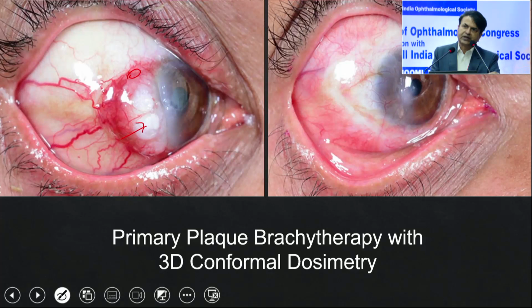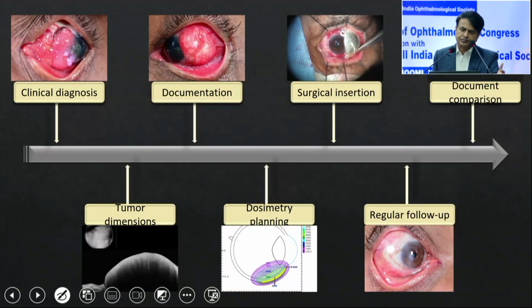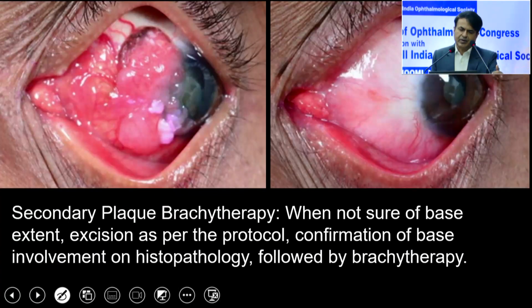As long as physically it is possible to place a plaque on top of the tumor, it is possible to operate on this. This is one more patient where there is stromal involvement, where primary plaque brachytherapy was done without excision. And of course, you follow them up regularly.